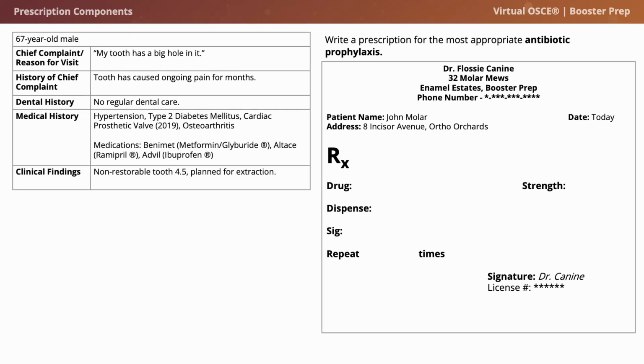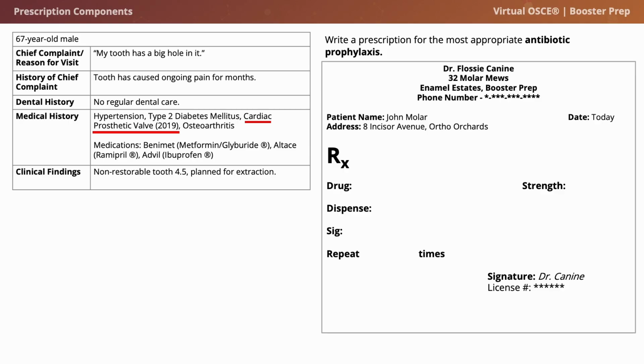So this is a case where this would be an accurate representation of a question you would see on the exam for the virtual OSCE for prescription writing. So in this case, we have a 67-year-old male whose chief complaint is that his tooth has a big hole in it. This tooth has been causing him ongoing pain for months, and he doesn't receive routine dental care. Medically, he has hypertension, type 2 diabetes, a cardiac prosthetic valve, and osteoarthritis.